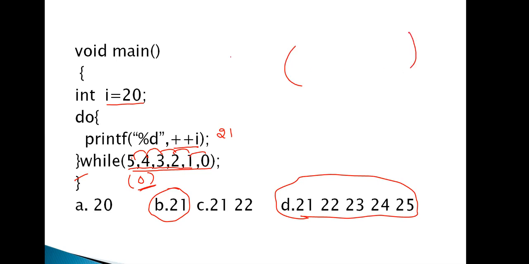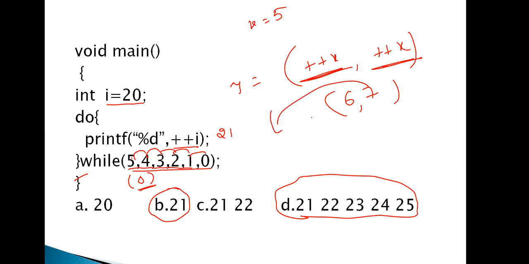If you have a parenthesis, suppose x is equal to 5, plus plus x, comma, plus plus x, y. What is the value? Here also, it is simply not 6. First this is executed, that is 6, and then this is executed, 7, and the last value is assigned like that. Okay. So in the next session, we will move to some more MCQs.